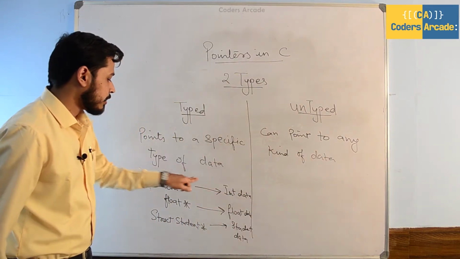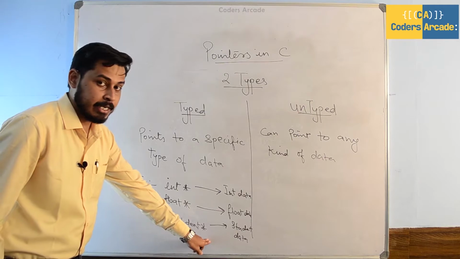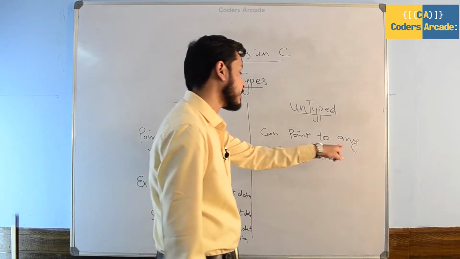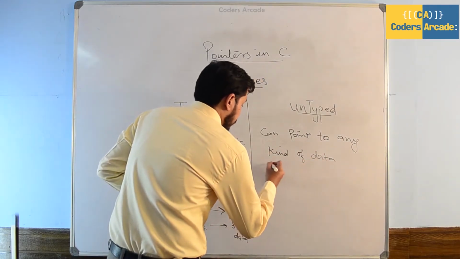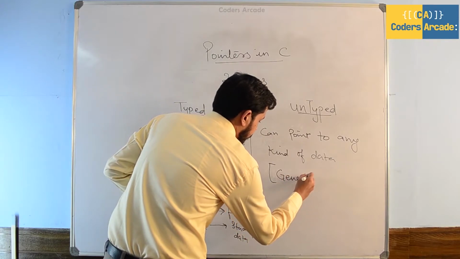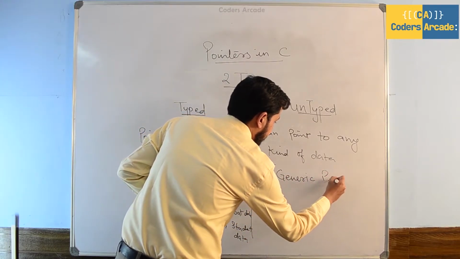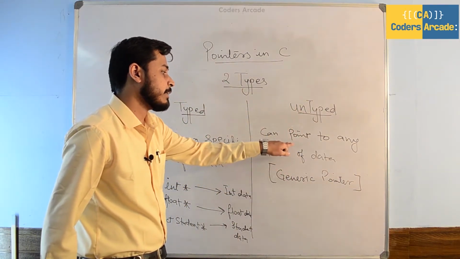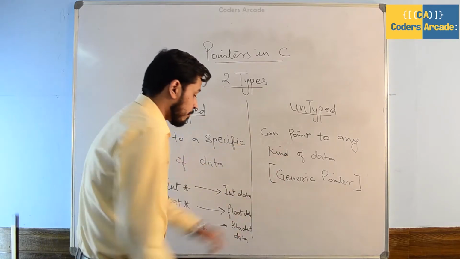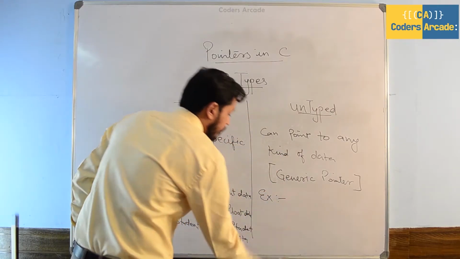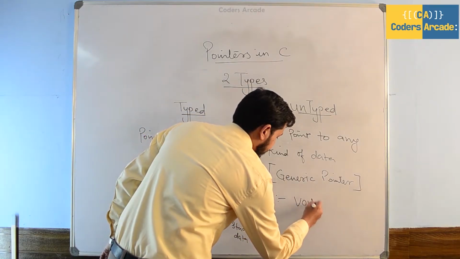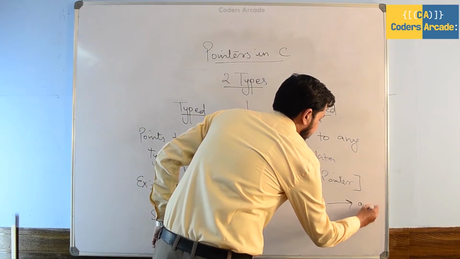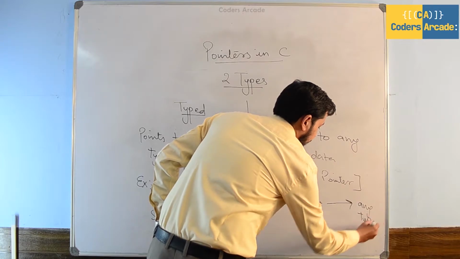So here, typed pointer is only going to point towards that particular kind of data, but an untyped pointer can point towards any kind of data. This is also called a generic pointer, just because it can point towards any kind of data. An example for this is the void pointer, void star. It can point towards any type of data.